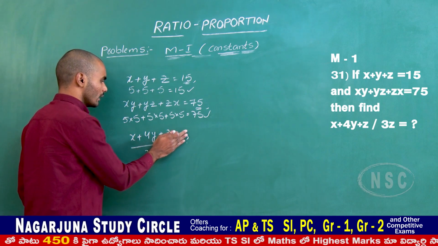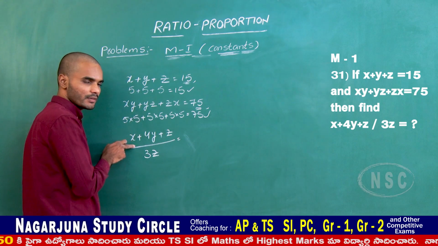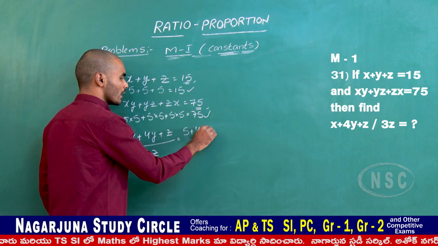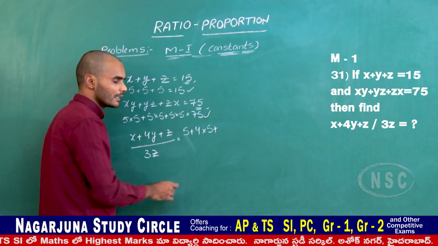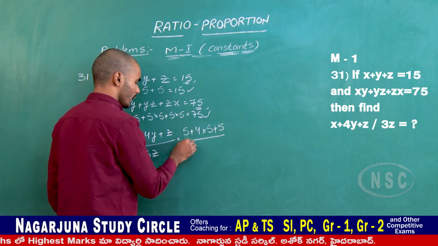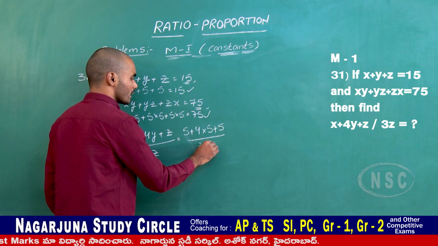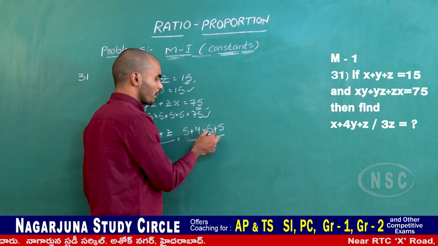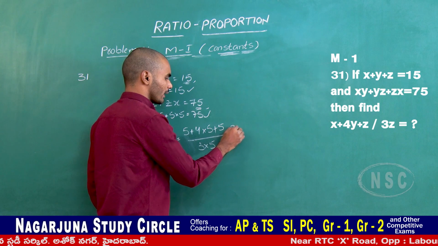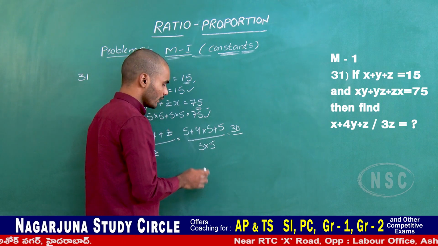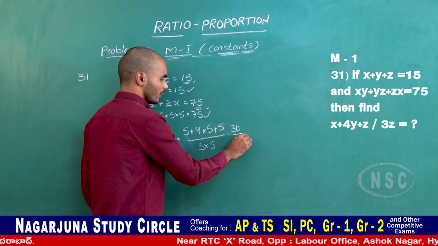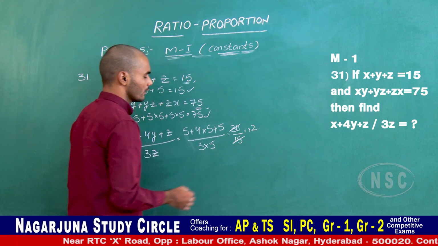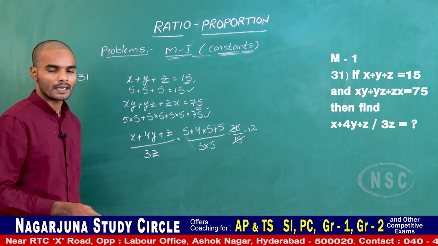Substitute this into this equation. x is 5 plus 4 into y is also 5, and z is 5, divided by 3z means 15. 5 plus 20 plus 5 is 30, divided by 15. 15 twos are 30, so it cancels. Then answer is 2.